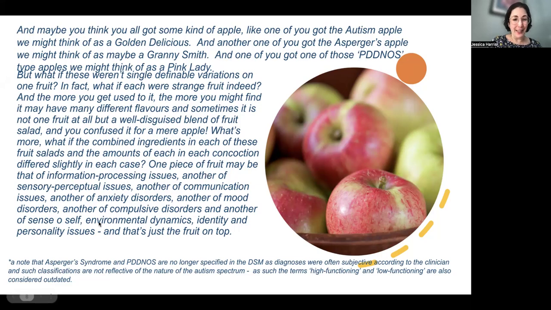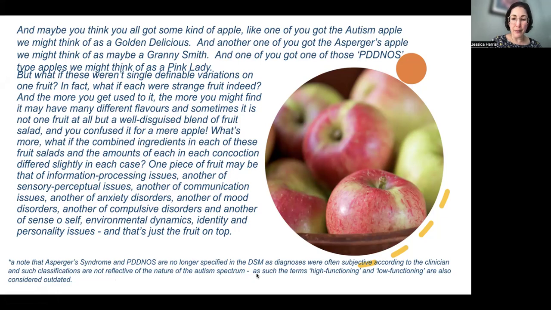So I love that analogy from Donna. And note that Asperger syndrome and PDD-NOS are no longer specified in the DSM, as diagnoses were often subjective according to the clinician, and these classifications are not reflective. We understand now that they're not reflective of the nature of the autism spectrum.